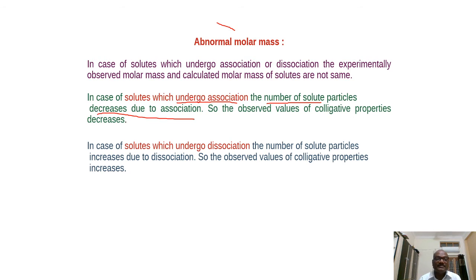Similarly, you see the solute which undergoes dissociation. Just now we said, for example, NaCl. One NaCl formula unit forms two ions, Na plus and Cl minus. Due to this, the number of solute particles increases. When the number of solute particles increases, the colligative property also increases, because the colligative property is again directly proportional to the number of solute particles. So the observed value of the colligative property also increases. Like this, we can see the difference in the colligative property due to association and dissociation.